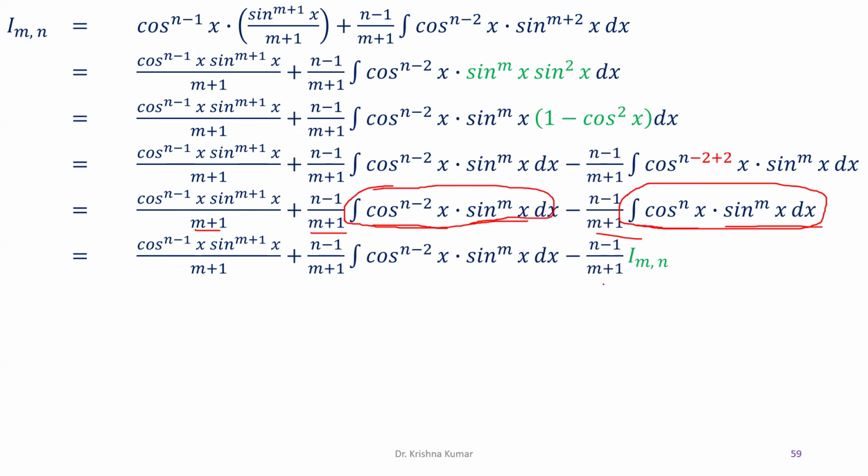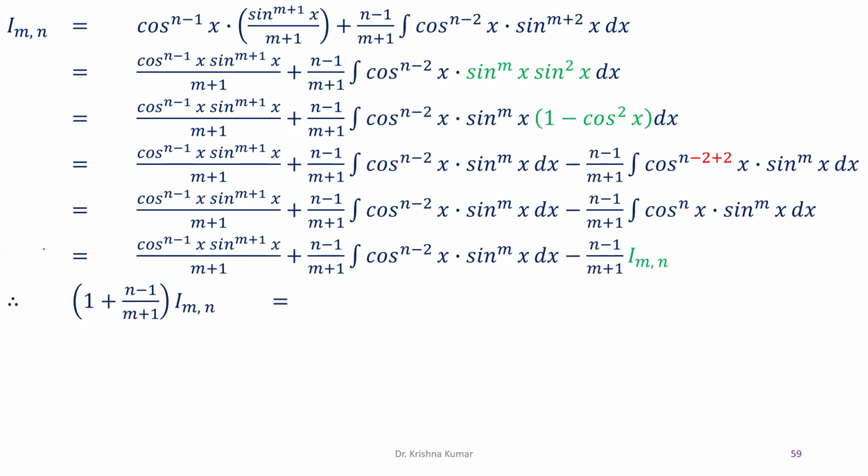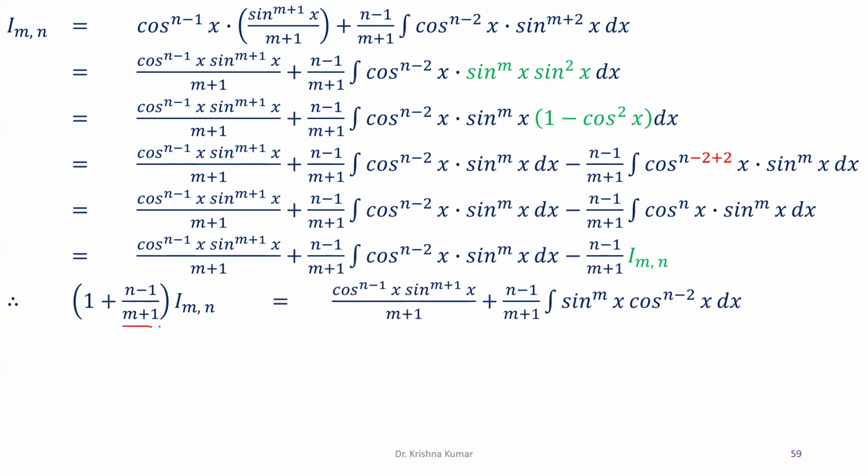So now this can be transposed to the left hand side. So we have, this minus will become plus. So 1 plus n minus 1 upon m plus 1, Imn, is equal to cos to the power n minus 1 x sine to the power m plus 1 x upon m plus 1, plus n minus 1 upon m plus 1 integration of sine to the power mx cos to the power n minus 2 x with respect to x.